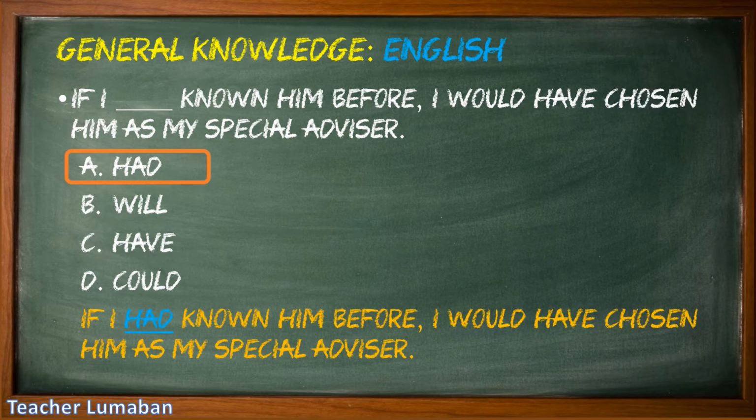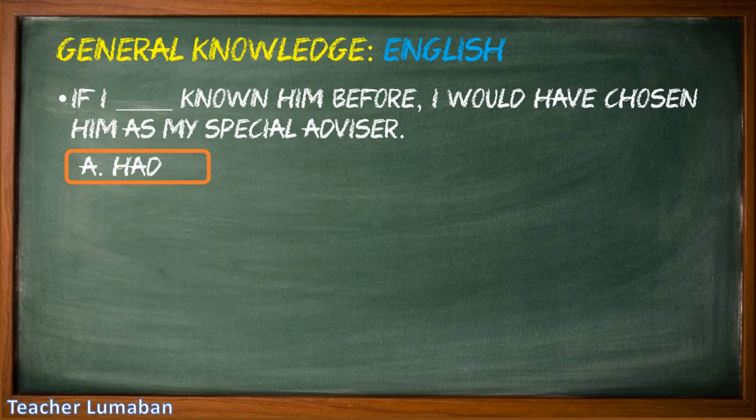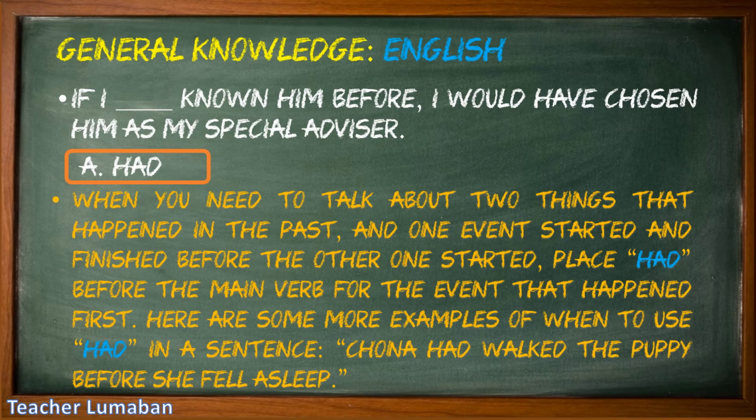If I had known him before, I would have chosen him as my special advisor. When you need to talk about two things that happened in the past, and one event started and finished before the other one started, place had before the main verb for the event that happened first. Here are some more examples of when to use had in a sentence. Chona had walked the puppy before she fell asleep.